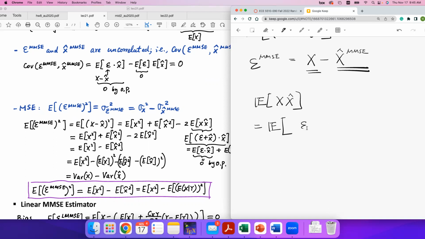So x equals epsilon plus x hat, because the error epsilon is defined as x minus x hat. So epsilon plus x hat is x. This is the definition of epsilon. Now why do we want to replace x by epsilon? Because we know epsilon satisfies many properties. By doing so, we can decompose this term into two terms.